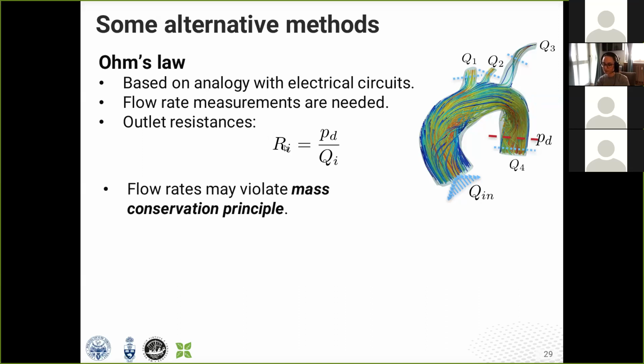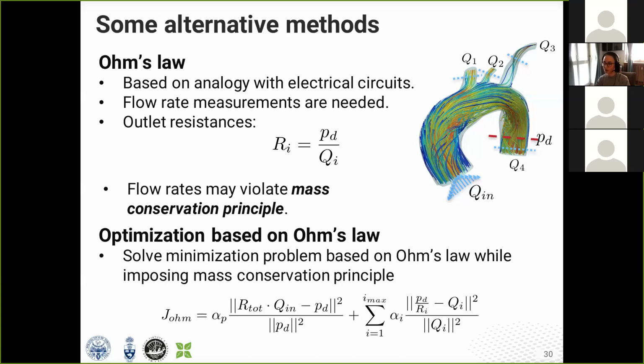So what we decided to do was to use an optimized version of Ohm's law, an optimization based on Ohm's law, where we basically solve a simple minimization problem that tries at the same time to impose the mass conservation principle. We are minimizing on one side the difference between the measured pressure and the pressure computed with Ohm's law, and on the other, the flow rates at the outlets, the measured one and the computed one. And this ensures that we are trying to minimize the difference between the sum of the outlets and the inlet.